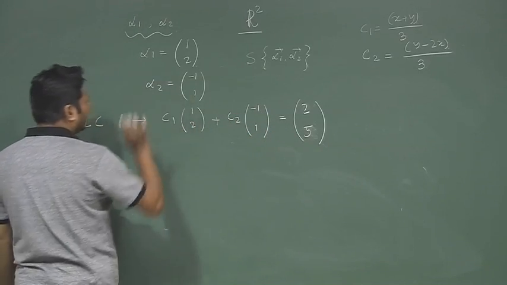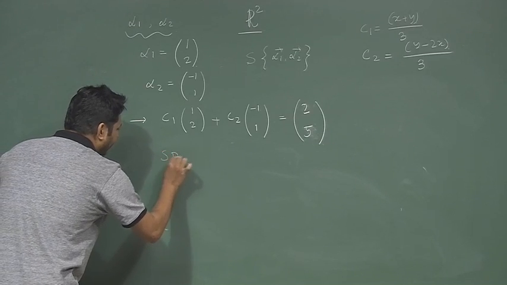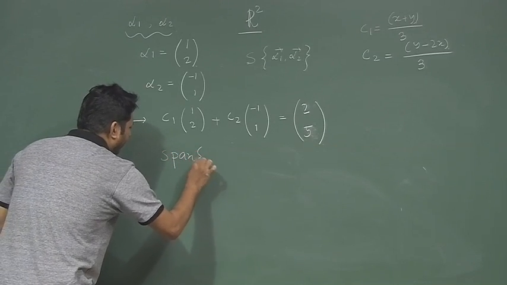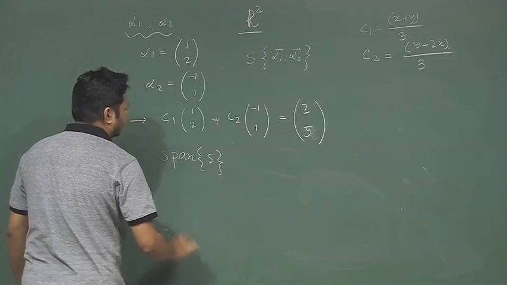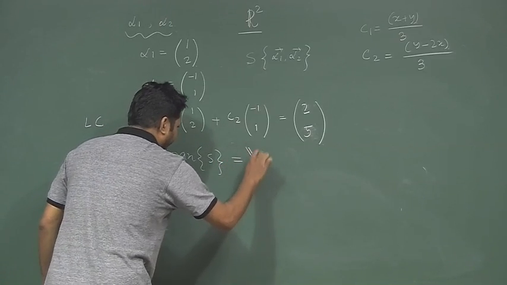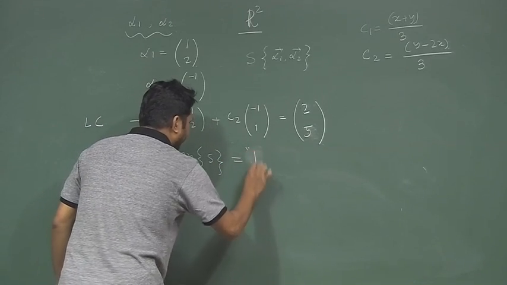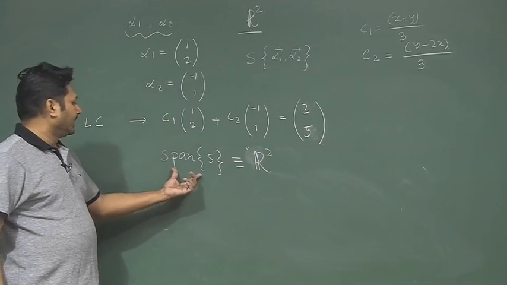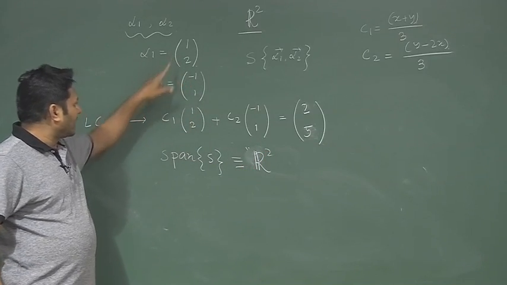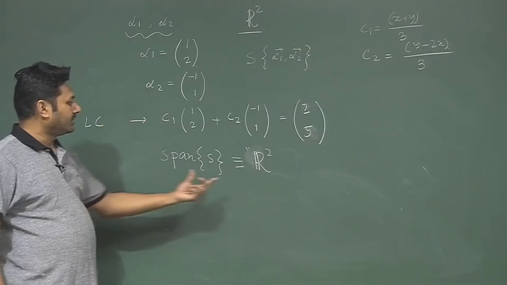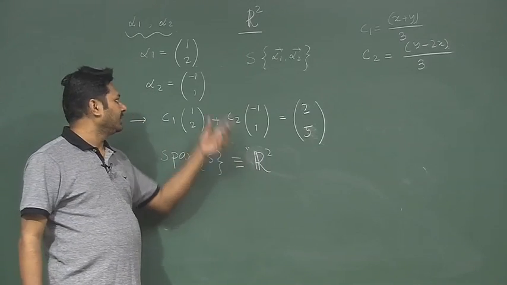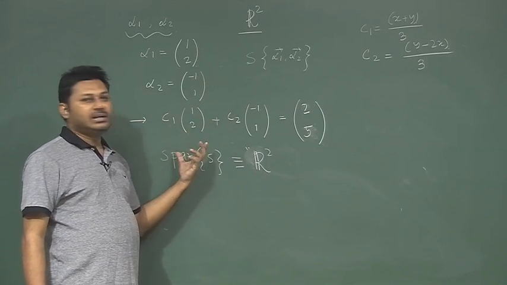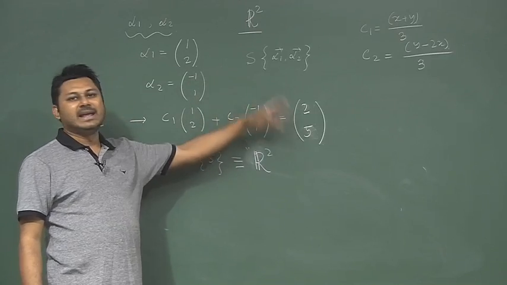So for this alpha 1, alpha 2, I can write the span of this set S is equal to the entire vector space R2. We say that the vectors alpha 1 and alpha 2 span the entire vector space. That means, give me 2 vectors, I make a linear combination and I can generate any vector I like.